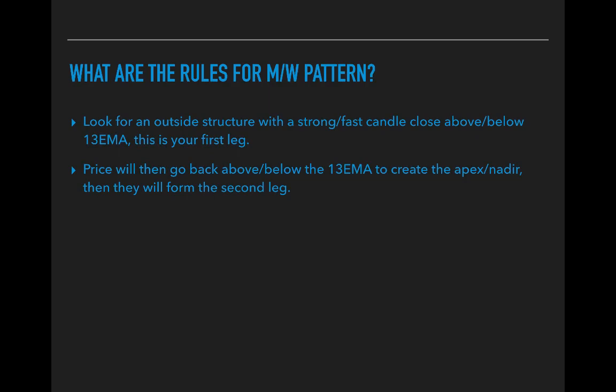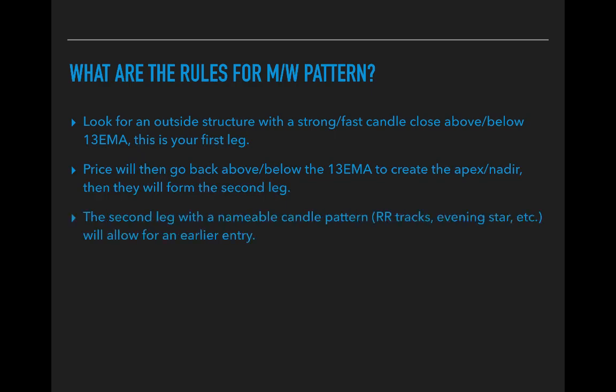Price will then go back above or below the EMA, and it's going to create the apex or nadir, which is the middle of the structure. Then it will go back and form the second leg. You'll see that on the chart as well. The second leg with a nameable candle pattern, something like railroad tracks or an evening star, is going to allow you, possibly, an earlier entry.